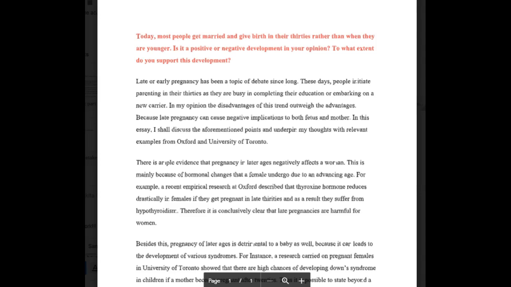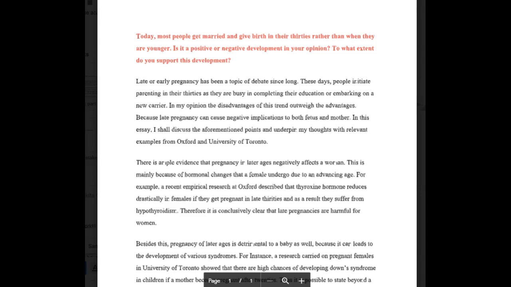Late or early pregnancy has been a topic of debate since long. Well, no, so you can't say since long. You could say for a long time. That would be appropriate. Since, you have to use a point in time. So since 1980, since the 50s, or you have to use a particular point in time. But what you could say is for a long time, and that would be appropriate.